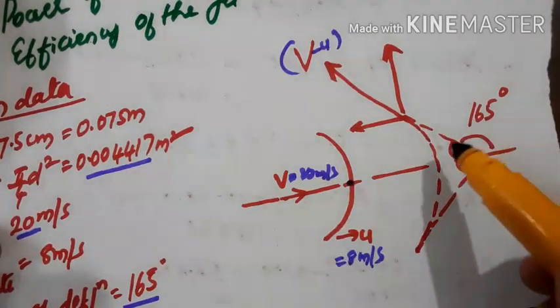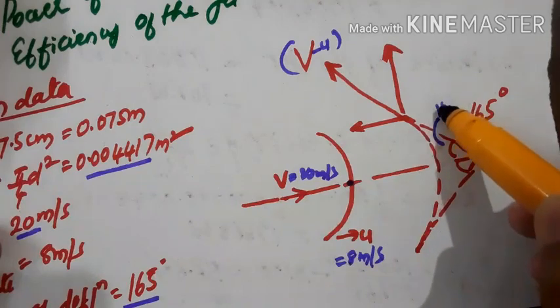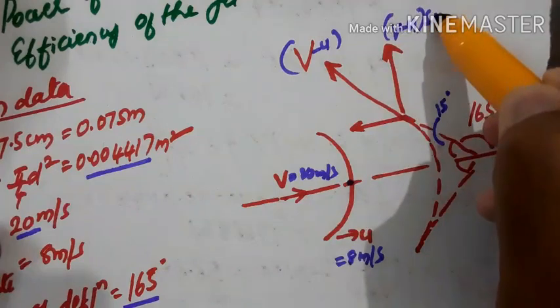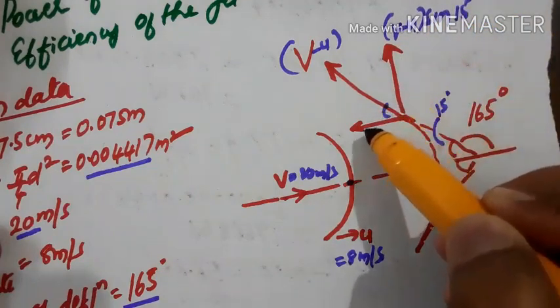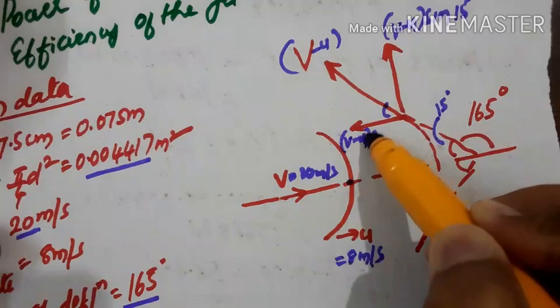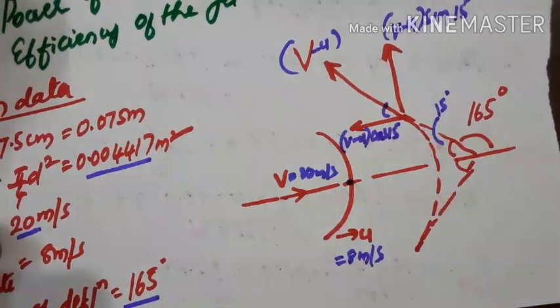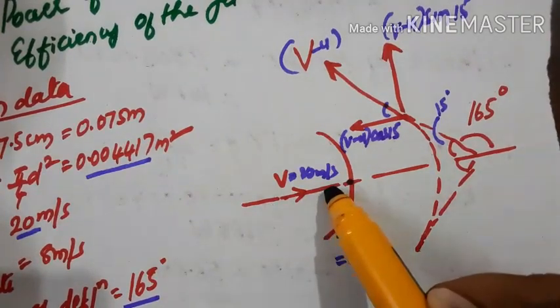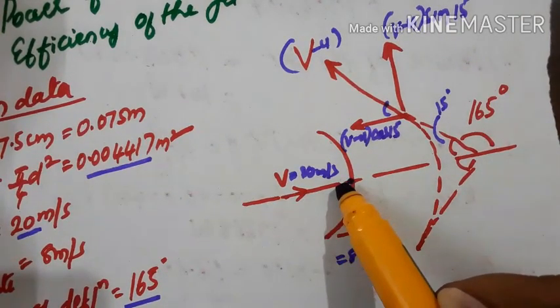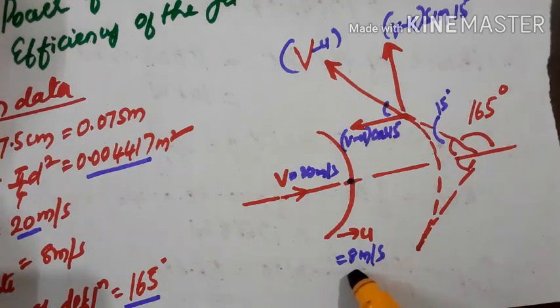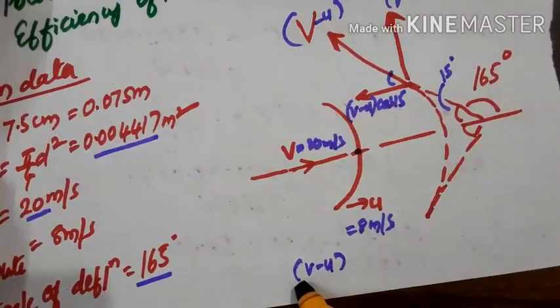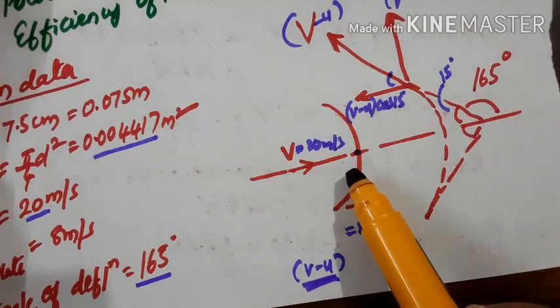The angle of deflection is given, and this angle becomes 15 degrees. Then this will be what? v minus u sine of 15, because this is also 15, and this will be v minus u cos of 15. Okay, I hope you understood this one. So the velocity of the jet is 20 meter per second. With this velocity it is striking, then the vane is moving at a velocity of 8 meter per second. Then the jet will be striking with the relative velocity, that is v minus u.